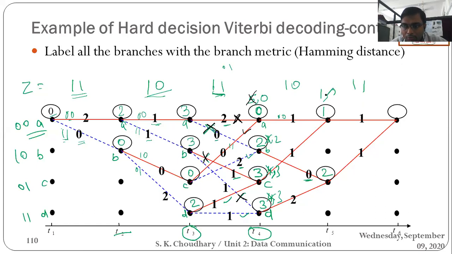3 plus 1, 4. Again there are two metrics. And here also another input is coming from D. When you are receiving the 0, so 0 1, and compare the 0 1 with this 1 0. Hamming distance is 2. So 2 plus 2 is 4... so 5 and 4 would be discarded. Only 1 and 2 would remain.